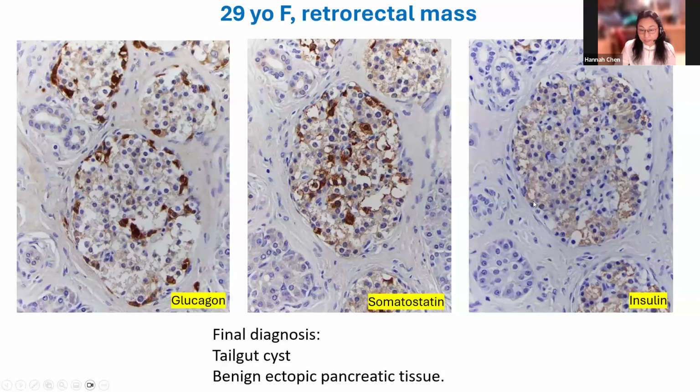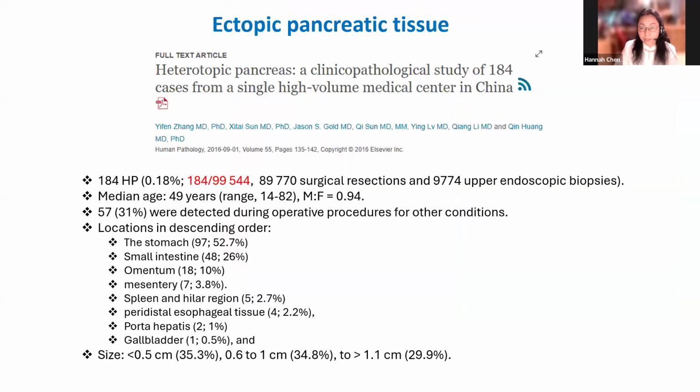So the final diagnosis is tailgut cyst and benign ectopic pancreatic tissue. Ectopic pancreatic tissue is actually rare. In a study of almost 100,000 cases, only 0.18% of cases showed ectopic pancreatic tissue.